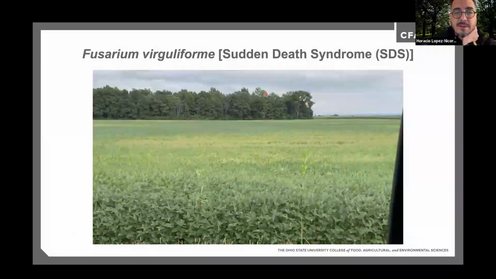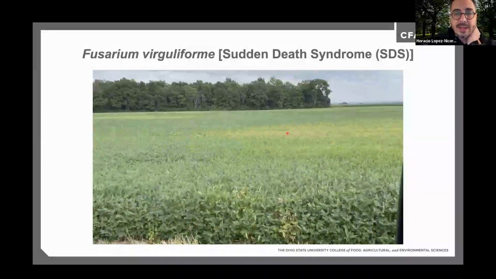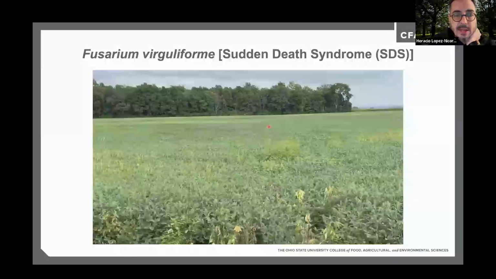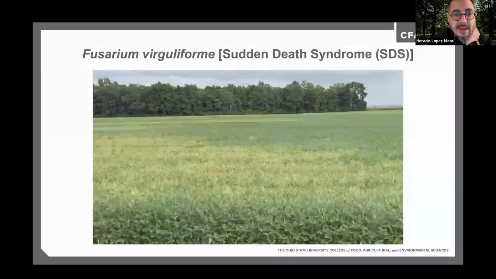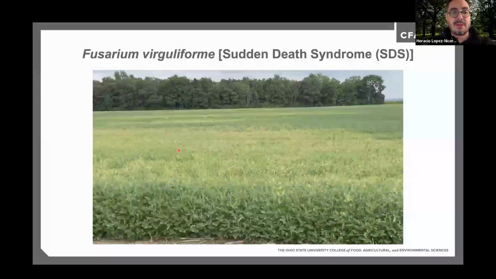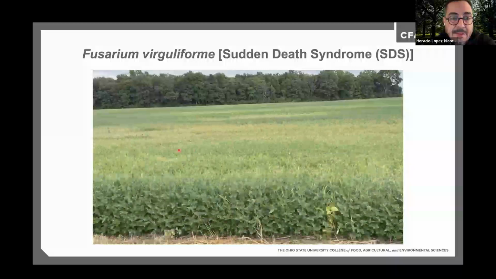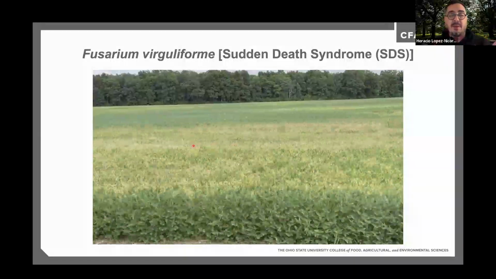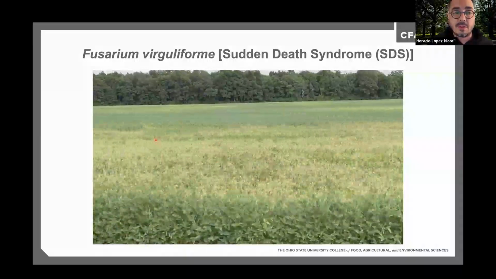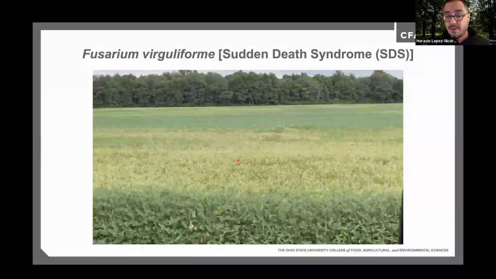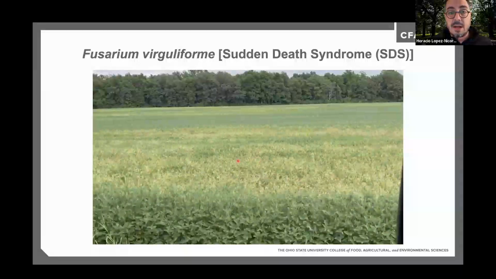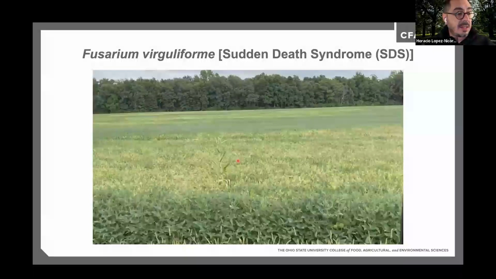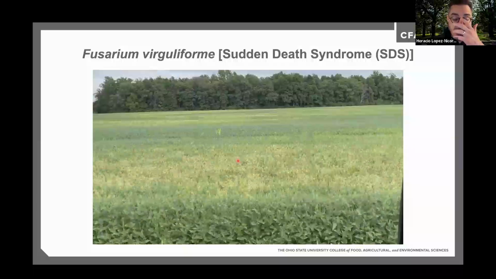SDS, sorry, sudden death syndrome. Yeah, visit to a grower. You can see yellow patches here. You can see green and yellow in between. You can see that area here is actually prematurely plants that have been defoliated due to this pathogen. This is at the R5 stage where the plant has to put a lot of weight on those pods. We have no leaves. There's no photosynthesis being produced. Clearly, you can imagine that this is the reason why we're losing yield.